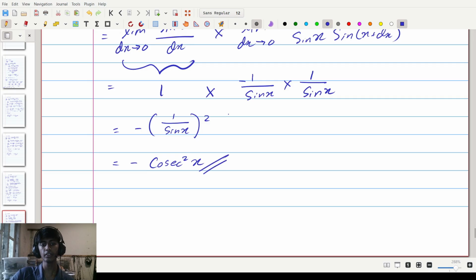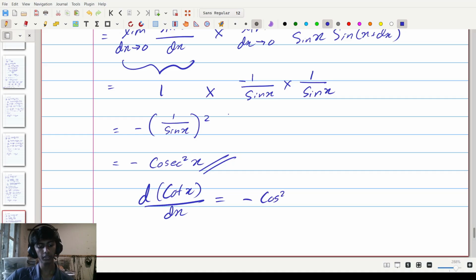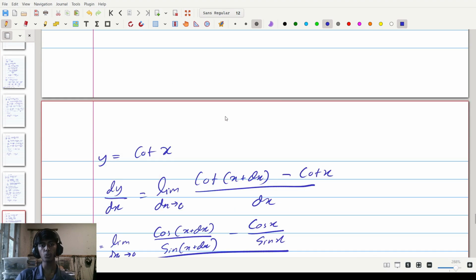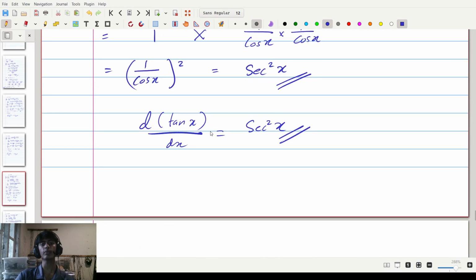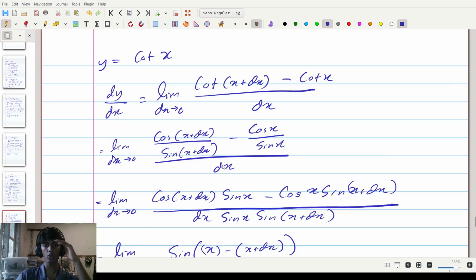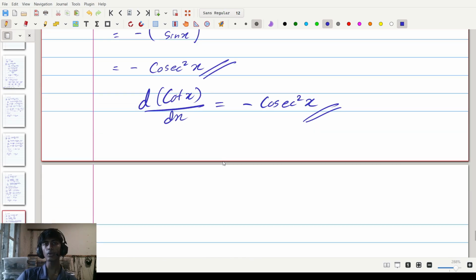So here we have this result. If we write this as a conclusion, we found that the derivative of the cotangent of x with respect to x is equal to negative cosecant squared of x. This is very symmetrical with the other derivative we found, which is that the derivative of tan x is equal to secant squared of x. The derivative of 1 divided by tan, or cotangent, is equal to negative cosecant squared of x. So there's a kind of symmetry here.